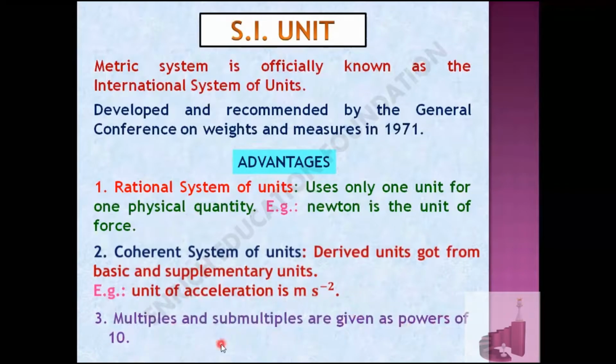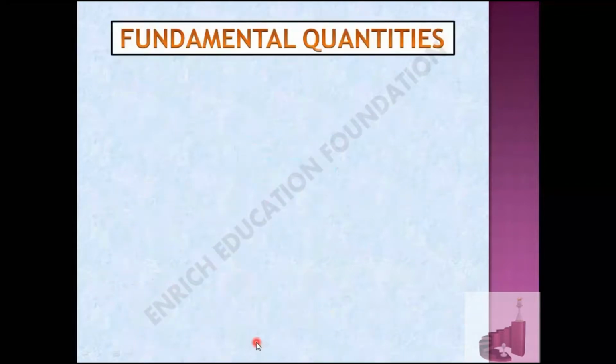The third advantage of the SI unit is very large values or very small values can be expressed as powers of 10. So what are the advantages of the SI unit? It is a rational system of units, a coherent system of units, and very large and small values can be represented as multiples and submultiples of the powers of 10. Next, we'll see what the fundamental quantities are.